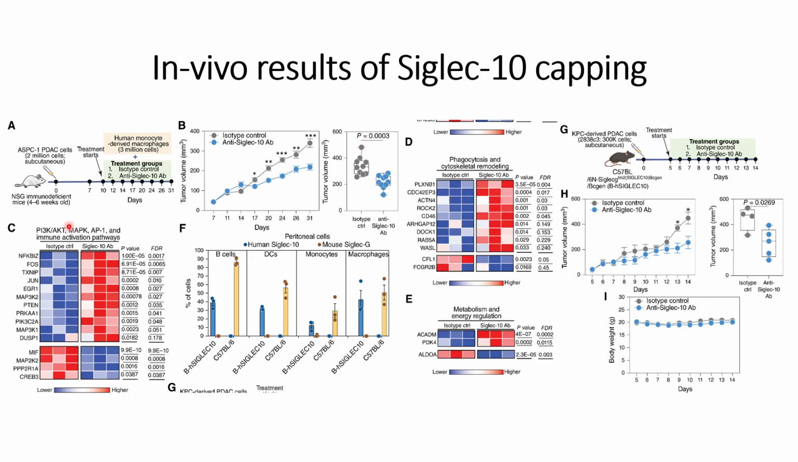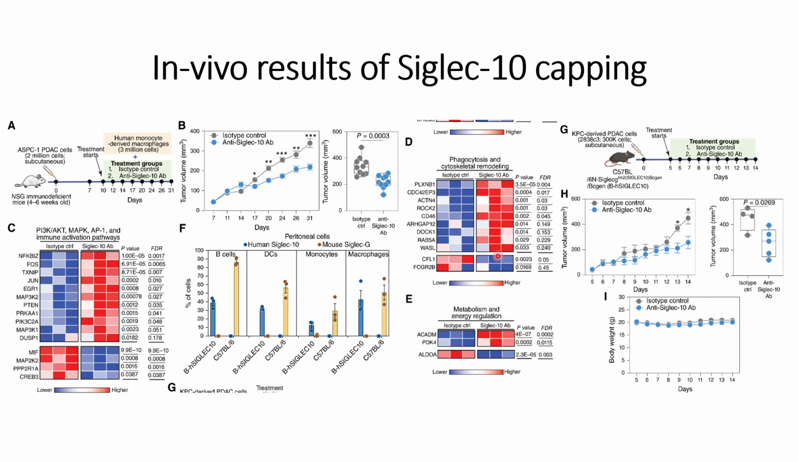Thereafter, they checked the transcriptomic analysis of these macrophages, and they found that immune activation pathways, survival pathways, MAP kinases, and AP1 genes involved in these pathways are upregulated with the Siglec-10 antibodies. It can be seen here. Along with that, the phagocytosis and cytoskeletal remodeling genes are also upregulated, and the metabolism change is clearly evident in the Siglec-10 antibody treated macrophages compared to the isotype control.